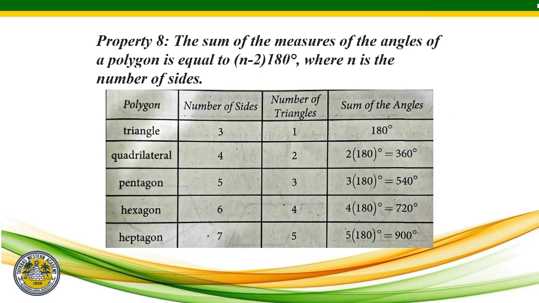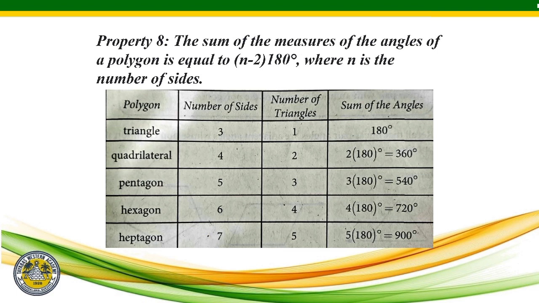First, let us have property 8, wherein the sum of the measures of the angles of a polygon is equal to the quantity n minus 2 multiplied by 180 degrees, where n is the number of sides. Okay? Then, of course, you will notice in this given table that we have the polygon, the number of sides, the number of triangles, and the sum of their angles. So, if your polygon is a triangle, with 3 sides, the number of triangles is 1, and the sum of their angles is 180 degrees.